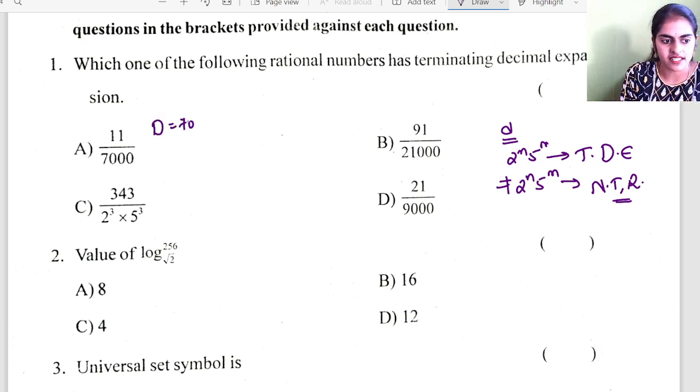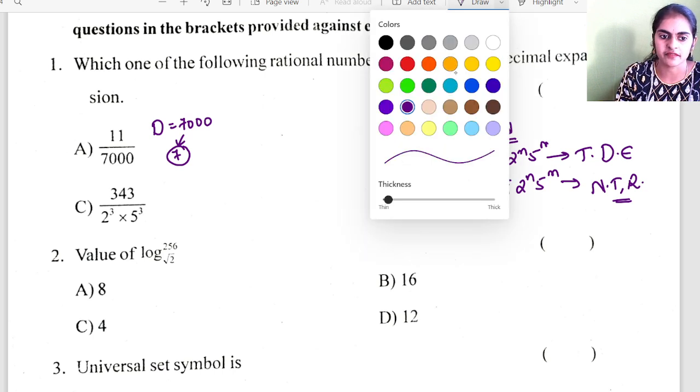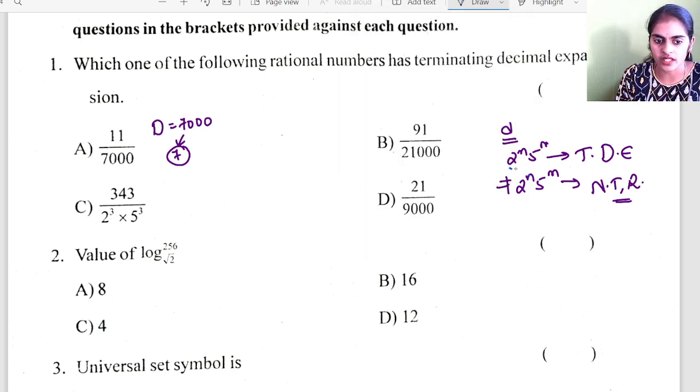So now let's concentrate on the denominator. Here the denominator is 7,000. If you prime factorize, very clearly 7 is a prime factor. You should have only 2 and 5. Other than 2 and 5, if you have any other number also, it is non-terminating. Here 21,000. But here, can we cancel this? See here, it is 21,000, but above in the numerator you have 91. So 91, I think I can cancel it in the 7 table.